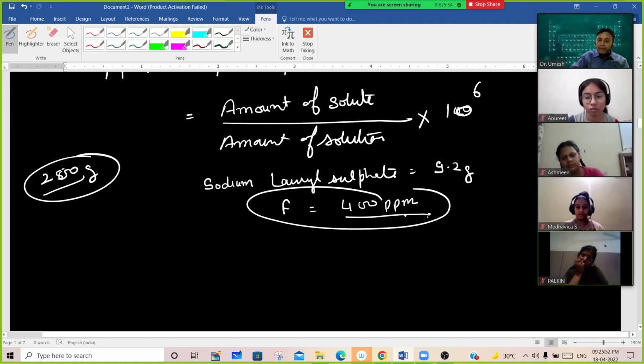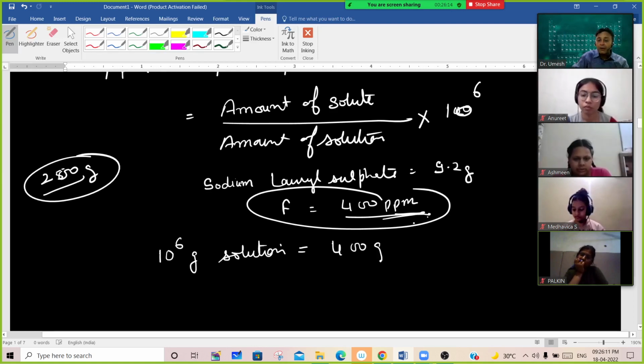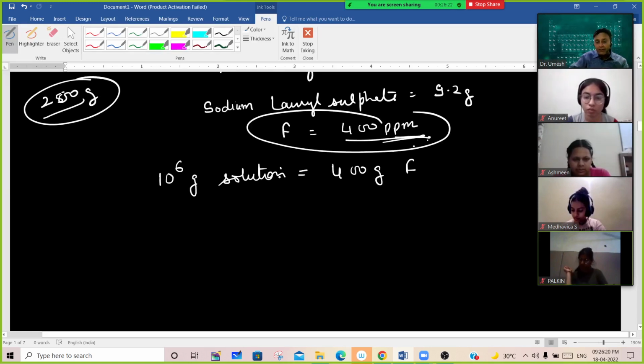Now, why do we represent like ppm? Why not in grams? I'll show you here. It means if we have 10 to the power 6 grams, let it be, of the solution, which is your toothpaste, then 400 gram fluorine will be there. Got it now? But now, in your 200 grams of solution, means toothpaste, how many grams of the fluorine are there? Let us check here. 10 to the power 6 multiplied by 200.